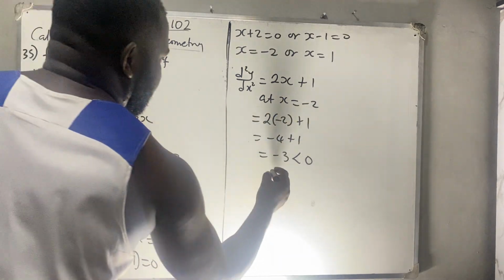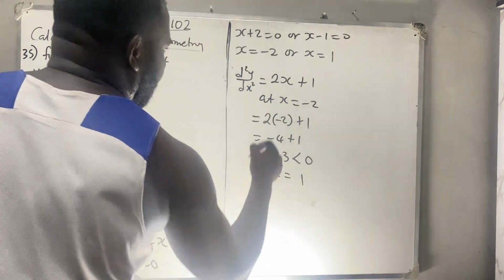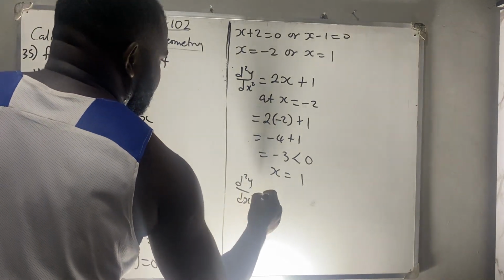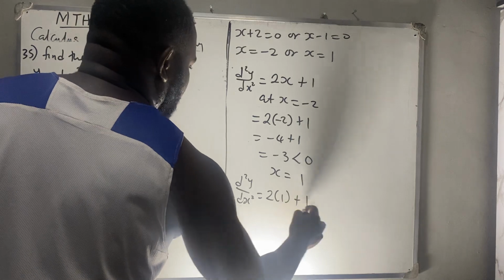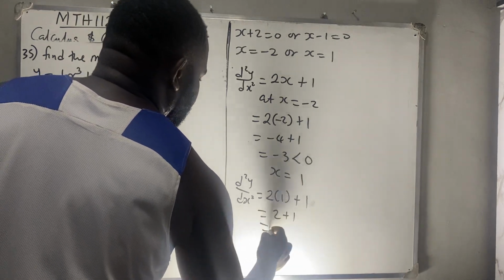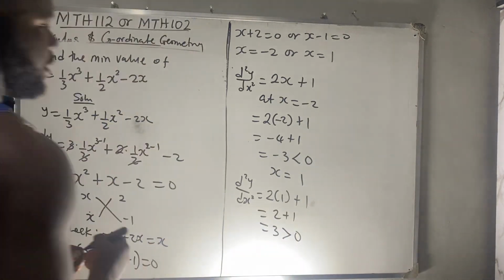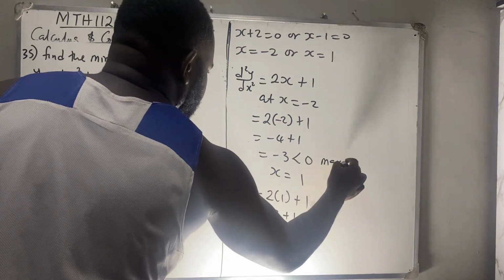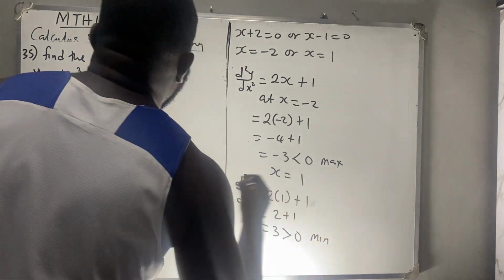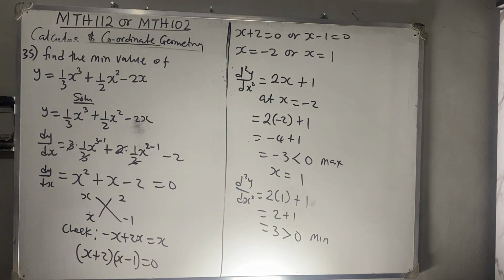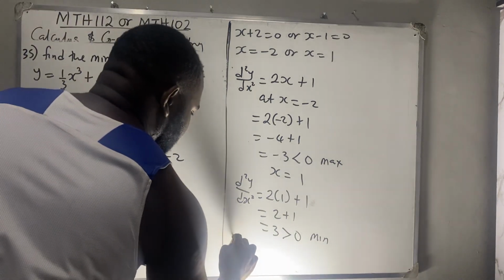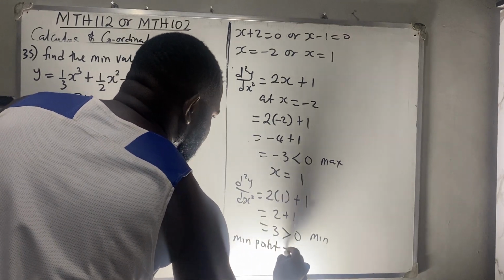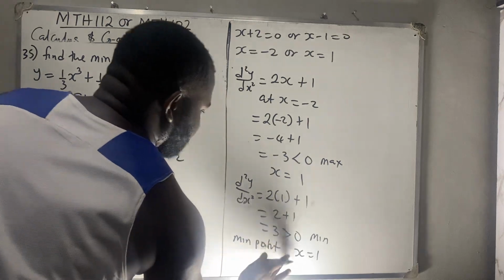So let's check the other one. If x is equal to 1, now I'm going to have that d squared y over dx squared is equal to 2 into 1 plus 1, which is 2 plus 1, getting 3. And 3 is greater than 0. Greater than 0 means what? This one means minimum, while the other means maximum point. And we're asked to find the minimum value, not the minimum point. So we'll say that the minimum point is x equal to 1. So that's my minimum point.